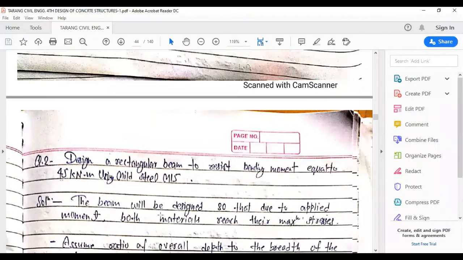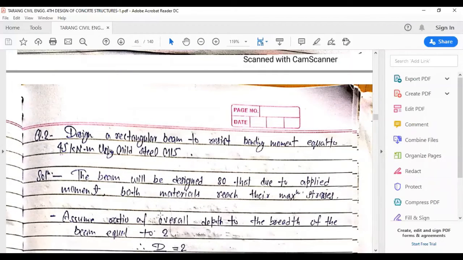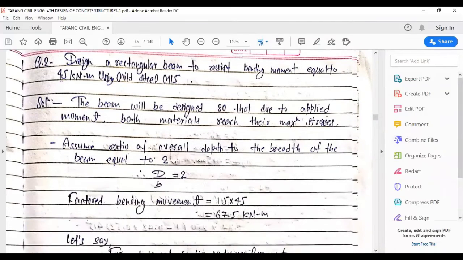So students, now we'll move to the design part. It was about moment of resistance. Now we'll move to design of beam, rectangular beam. So the question could be like this: design a rectangular beam to resist bending moment equal to 45 kilonewton meter and using mild steel and M15 grade of concrete. The beam will be designed. Now we'll move to the solution.